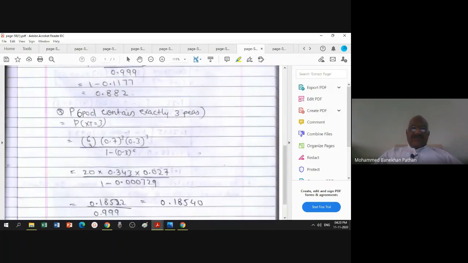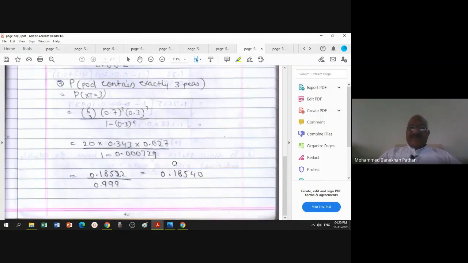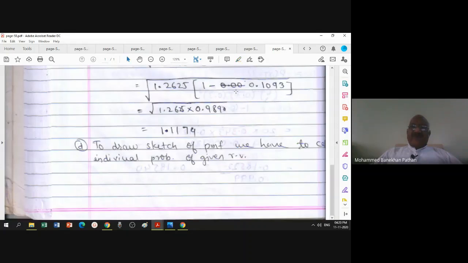What is the third bit? Probability, chance, a pod contains exactly 3 p's. Very simple question. Probability Xt equal to 3. In the original formula, replace x as 3 and simplify. That is the answer of your third bit under A. After this, we proceed ahead.